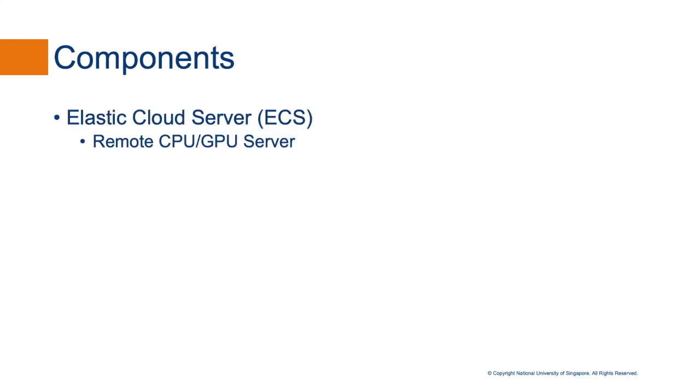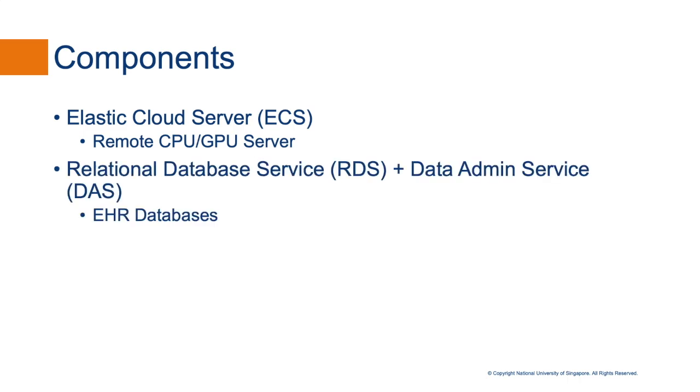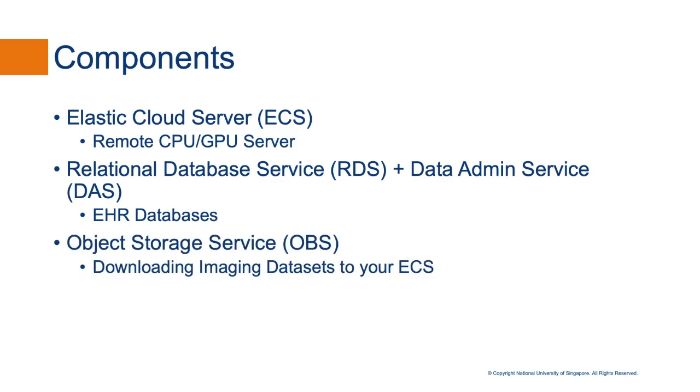Here are the three components of Huawei Cloud that you might be using. Elastic Cloud Server, or ECS, which is the remote CPU or GPU server allocated to each team as free computational power. Relational Database Service, or RDS, and Data Admin Service, or DAS, which hosts the EHR databases we will be using. Object Storage Service, or OBS, which stores the medical imaging datasets we have prepared.